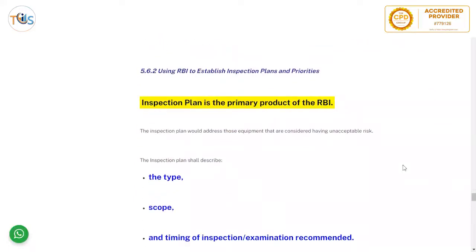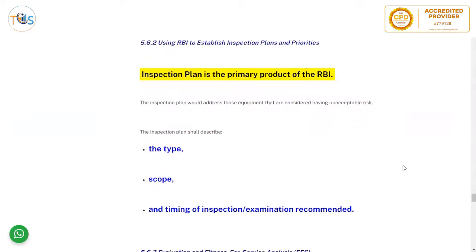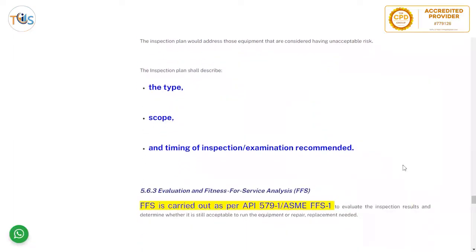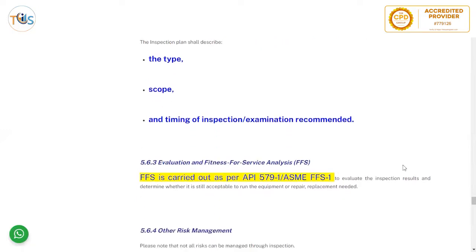Using RBI to establish inspection plans and priorities. The inspection plan is a primary product of RBI. The inspection plan would address those equipment that are considered as having unacceptable risk. The inspection plan shall describe the type, the scope, and the timing of inspection and examination recommended. So what type of inspection? What's the scope or boundary limit of inspection, coverage, percentage, and when you should do the inspection.